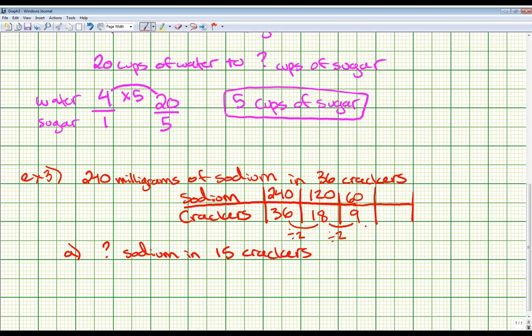Interesting. Well, let's go one more time, but this time instead of dividing by 2, let's divide by 3, because 9 cannot be divided by 2. So if I divide 9 by 3, I end up getting 3 crackers. If I divide 60 by 3, I end up getting 20 milligrams of sodium. So nowhere in my chart do I have 15 crackers. However, if I kept this going one more section, could I get from 3 to 15 by multiplying by something? Could I get from 3 to 15?